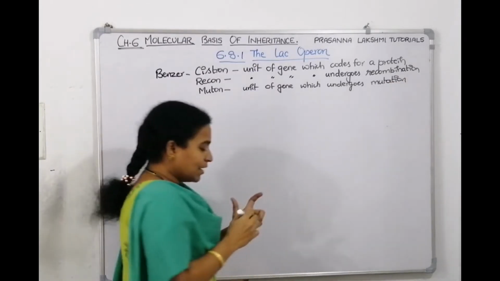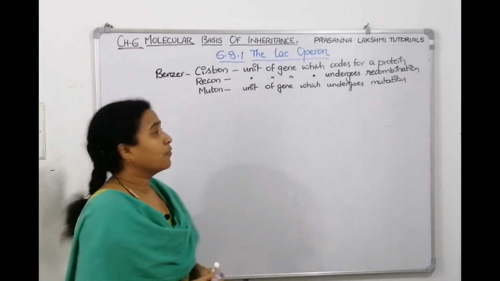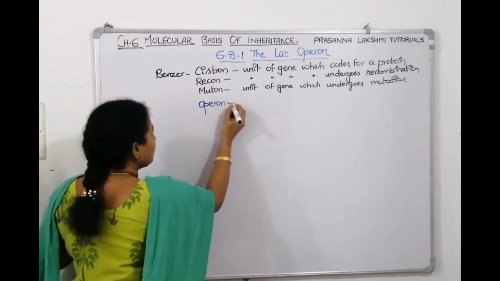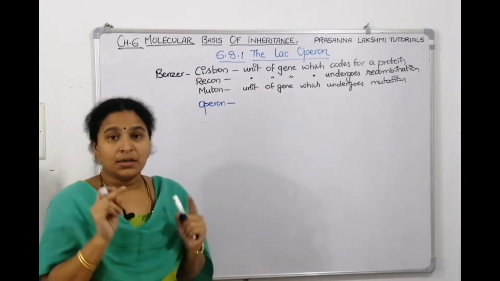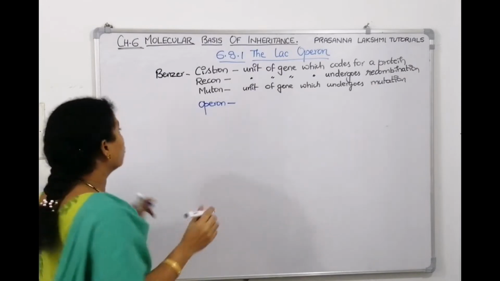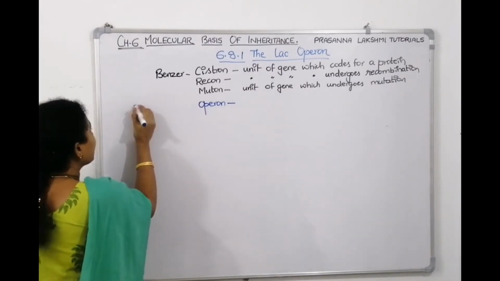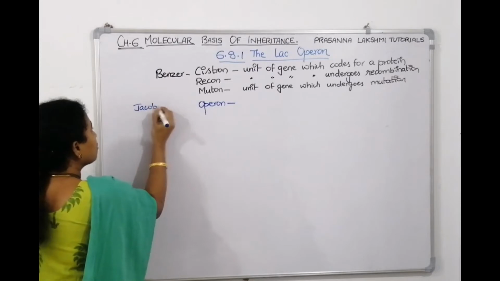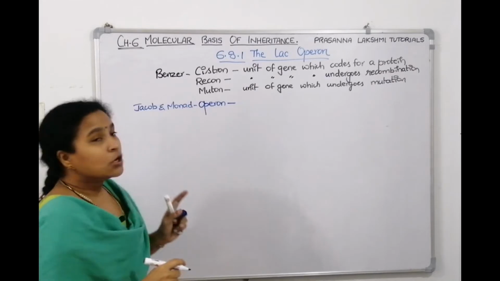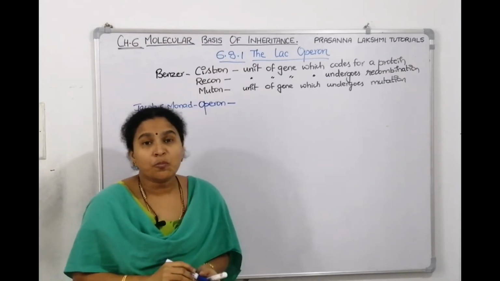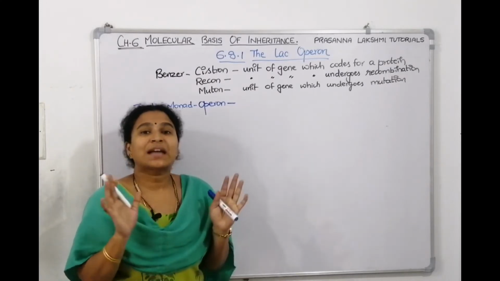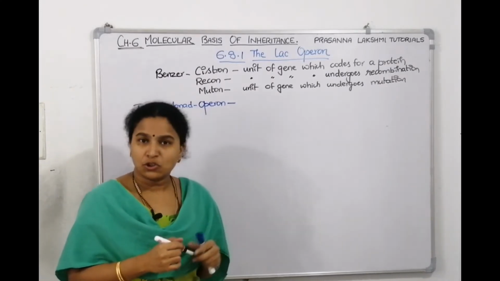Now, similarly, there's a new word, operon. Who coined the term operon? The term operon was coined by 2 scientists, Jacob and Monod. Now, what is operon? Operon is a unit of a gene which is under regulation. A gene which can be regulated is called an operon. That's what Jacob and Monod told.